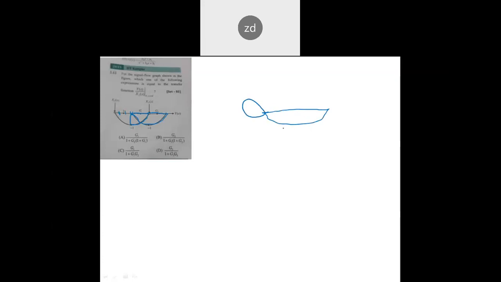So now if you look at this, you have a point over here that is your x2, and this is the point that is g1. The value of the g1 is going like this, so it is becoming minus g1, and here you are having g2 and minus 1, and this is my y of s. Now if you look at the forward path, there is only one forward path, that is g2. That is my p1.